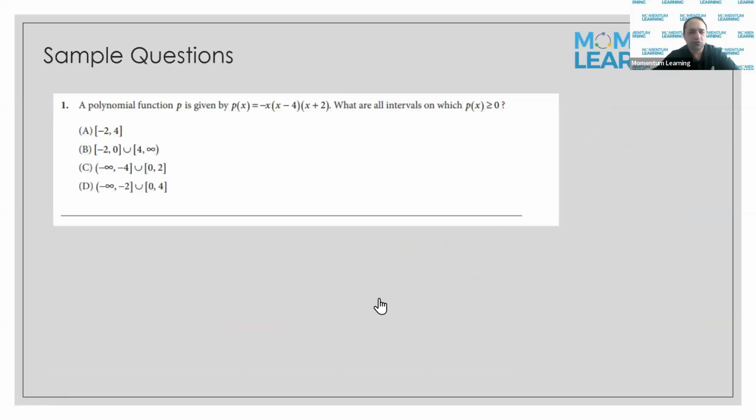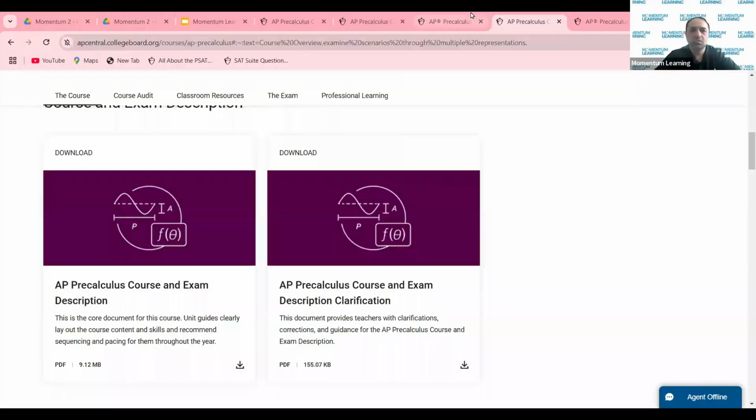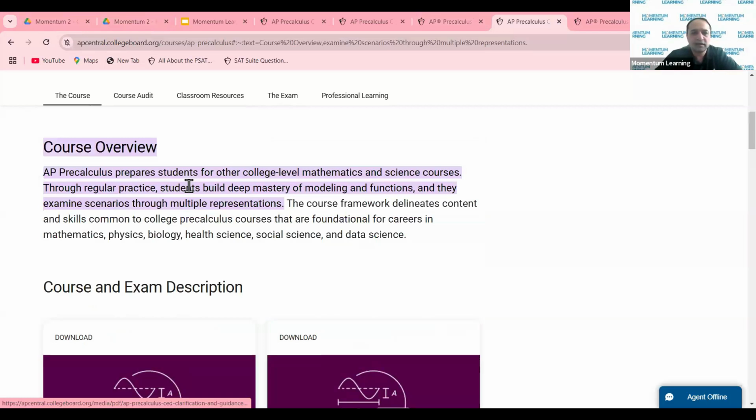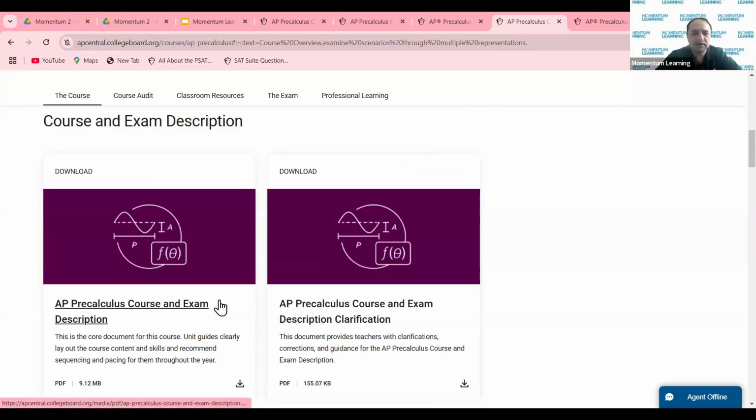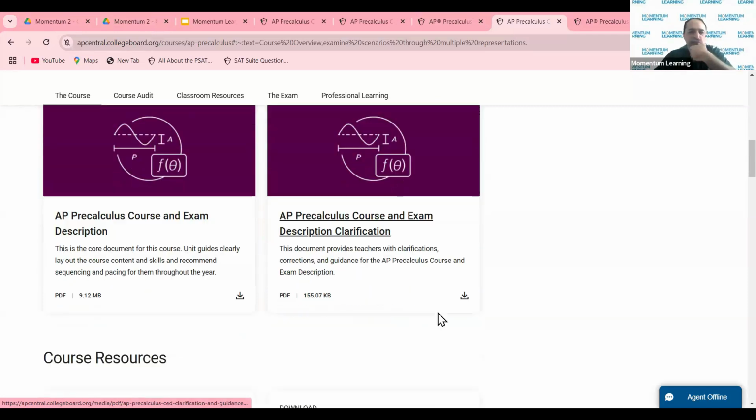I just want to show you what the official website gives us as information. Here it is, the official website, College Board, of course. When you Google AP Precalculus, you're gonna see an overview and the course and exam description. When you click on these two, you're gonna see some details of what you're gonna do.